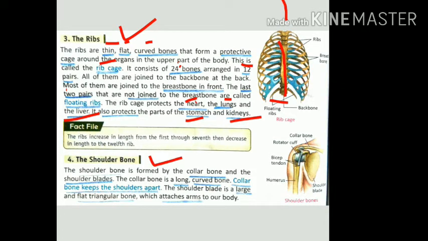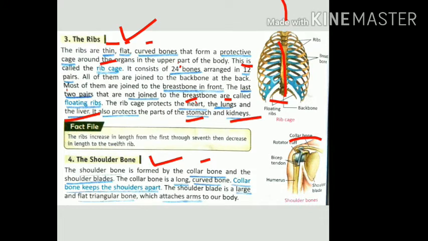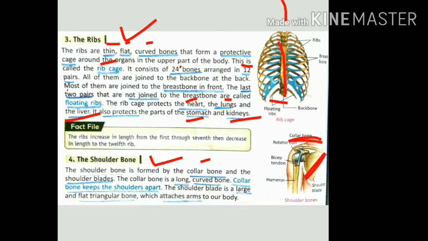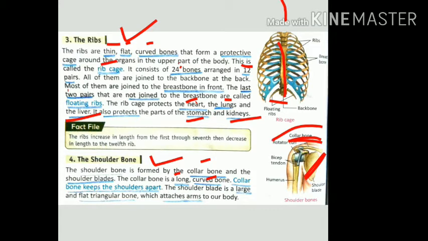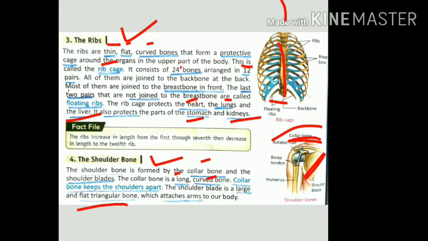Now we shall talk about the shoulder, and the shoulder is formed by the collarbone, this one. In the gym, we want to grow these bones, and the shoulder bone, this one, is the shoulder blade. We do exercise of this and this in the gym. The collarbone is a long curve. Look at this, it is in a curve shape like this, and the bones keep the shoulders apart. The shoulder blade is a large, flat triangle. Look at this, the shape is like a triangle, and the bone attaches to our arms.